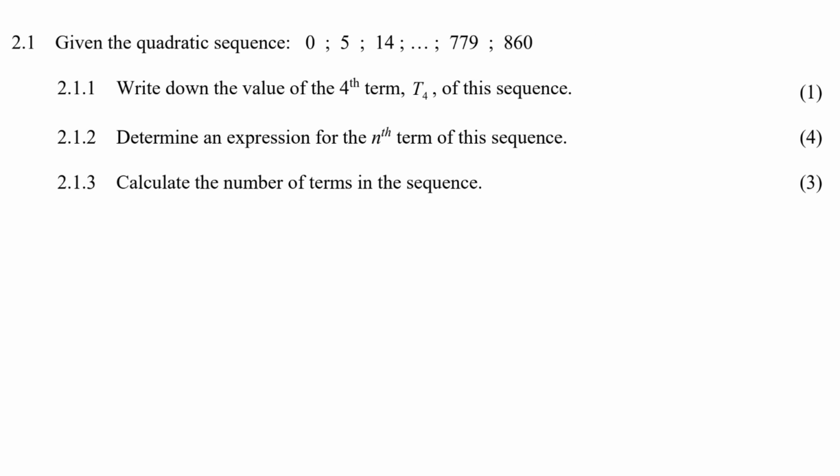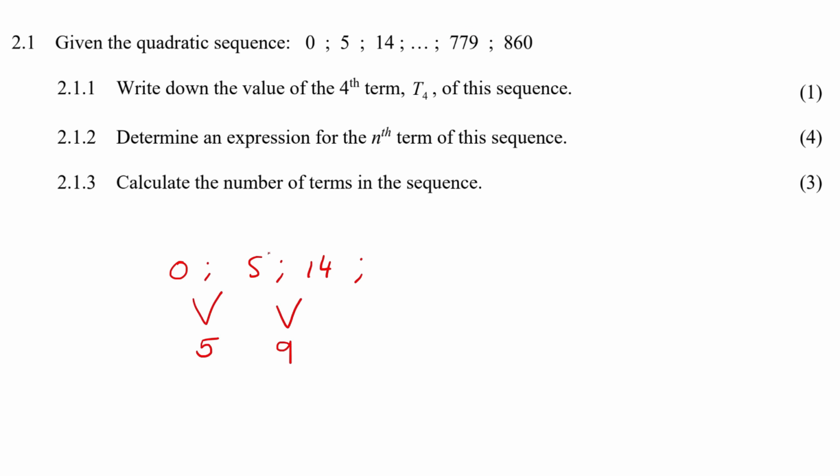Given the quadratic sequence, so the first question says write down the value of the 4th term. Okay, so what we have is we've got 0, 5, 14, and then, okay, so then there's a gap over here. All right, so let's see what happens. So we know that difference is 5.